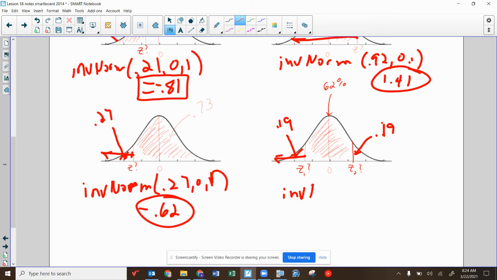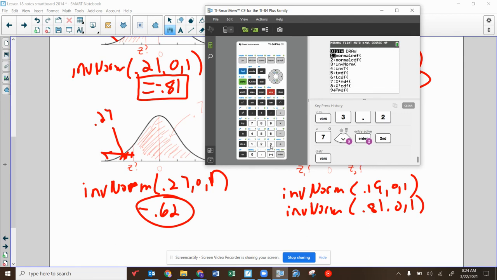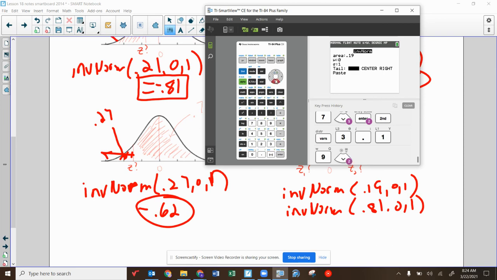So I would do inverse norm, 0.190. From this line to the left, it would be these two put together. So it'd be inverse norm point. So 62 and 19 added together is 81. So 0.81, 0, and 1. Now, when you do those, 0.19, you get negative 0.88 for an answer.